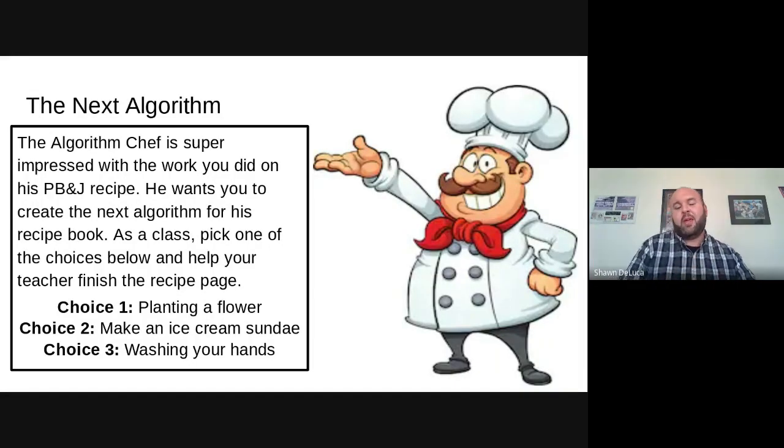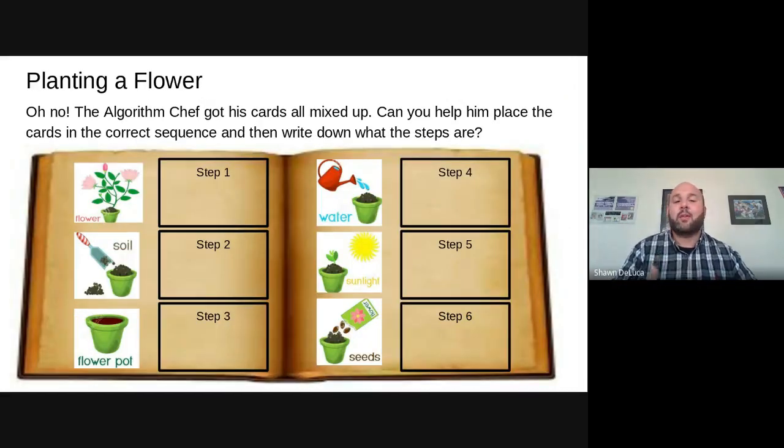So for the K through 2, we work at the next algorithm. So they have 3 choices. The algorithm of planting a flower, make an ice cream sundae, or to wash your hands. So the class picks it, or you can assign it in breakout rooms. They're all set up the same. The big difference, though, this time is the oh no.